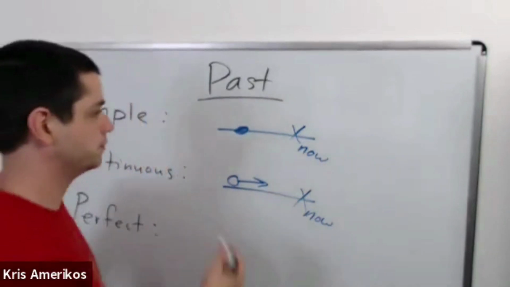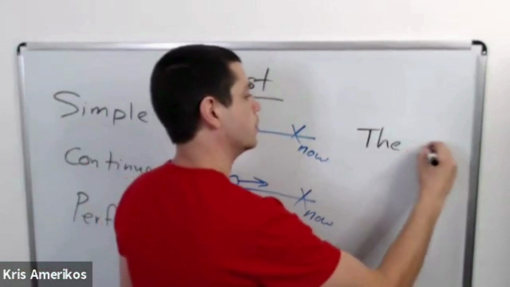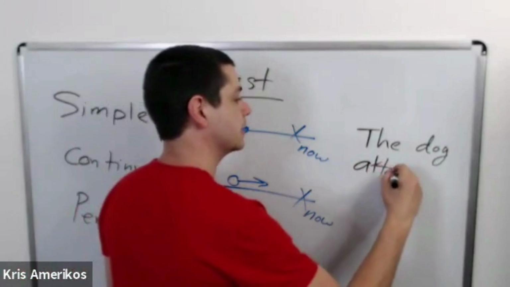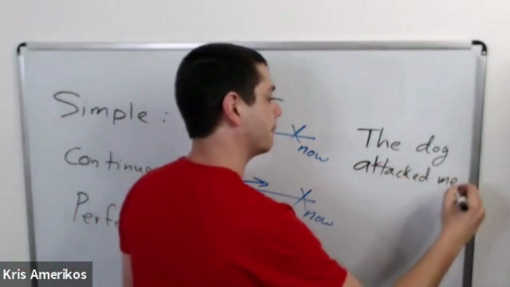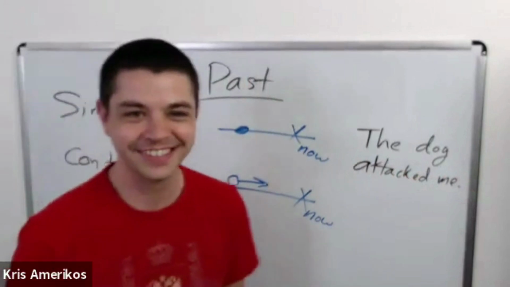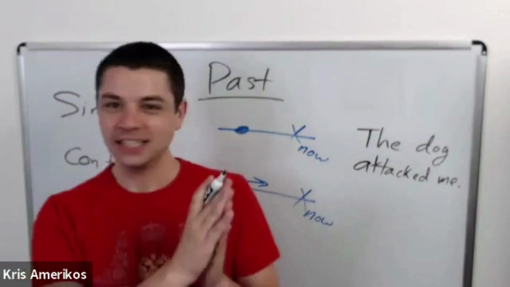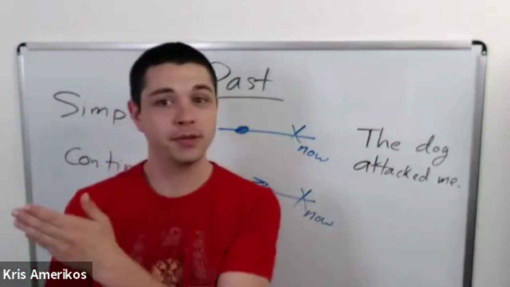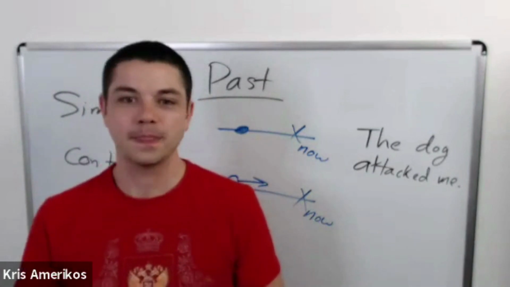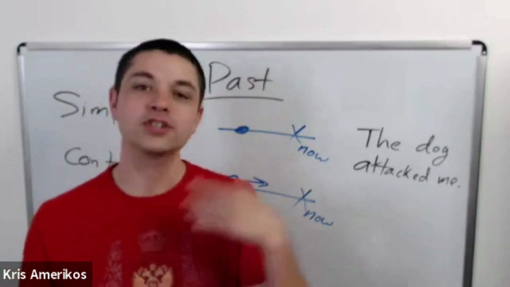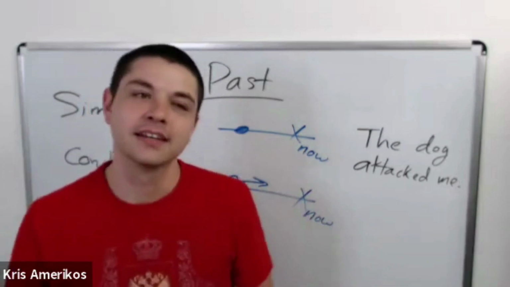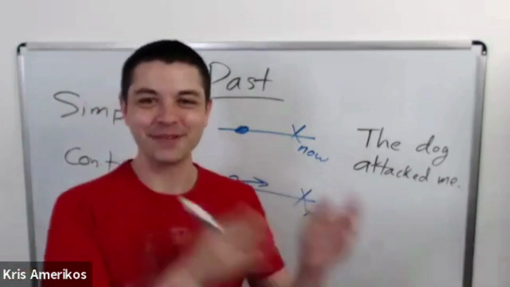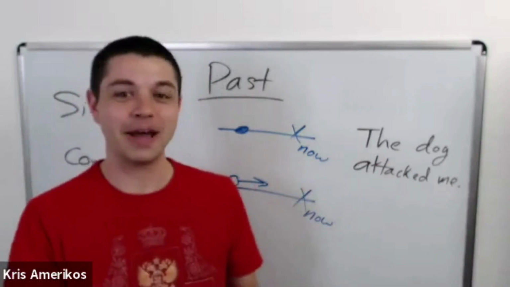Let's use the example, the dog attacked me. The dog attacked me. It happened in the past. It's finished. And it's not about now. It just tells us about the past. Yesterday, I went to work. A dog attacked me. And then I went home. Right? Like 1, 2, 3. First, second, third. This is past simple.